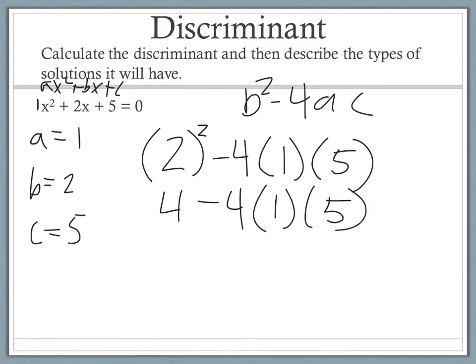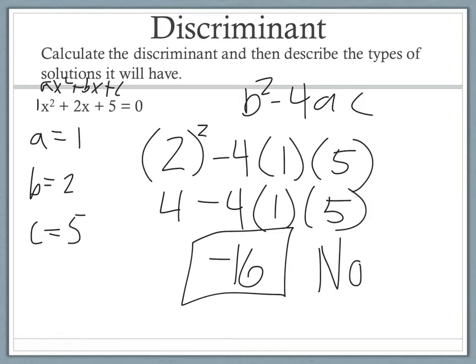So that ends up being 4 minus 20, which is going to give me negative 16. It just wants to know what the discriminant is. So the discriminant is negative 16, and then for the type of solutions, it's negative, so there's going to be no real solutions. Okay, let's look at the next example.